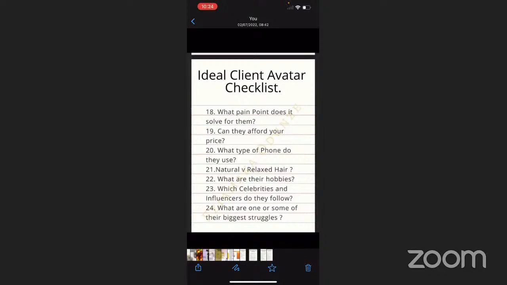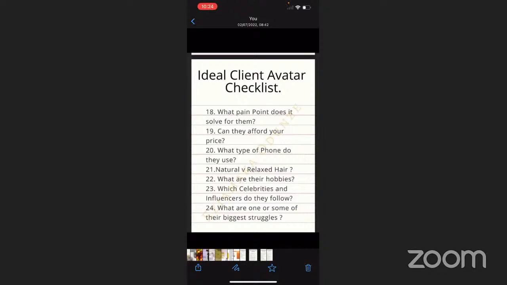Her personal business is clothing. She uses iPhone, the latest iPhone. She has natural hair. Her hobbies are swimming, cooking, and reading. Yeah, she watches and follows celebrities like Oprah Winfrey. She also follows Nigerian celebrities and influencers too.